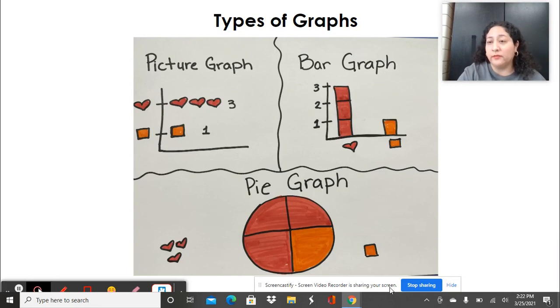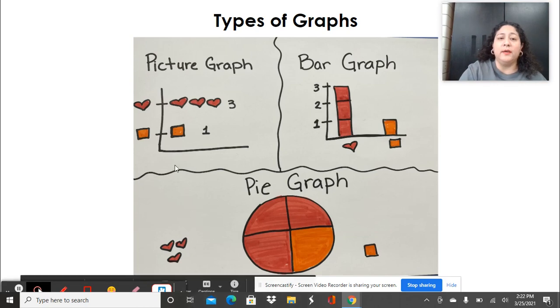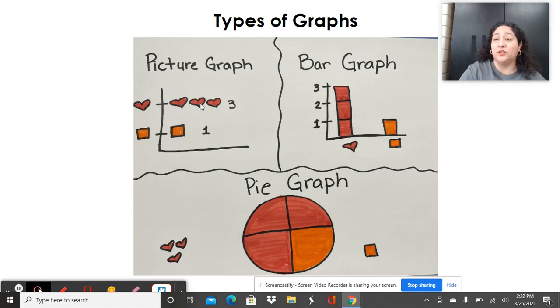There are different types of graphs, but we're only going to be learning about 3 different ones. So on Monday, we talked about the picture graph. It's this one right here. Remember, it's called a picture graph because it has pictures on it. Okay, you see the pictures?